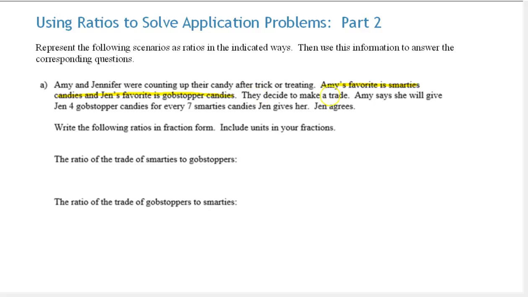They decide to make a trade. Amy says she will give Jen 4 Gobstopper candies for every 7 Smartie candies Jen gives her. Jen agrees. Write the following ratios in fraction form and include units in your fractions. So we want to write the ratio of the trade of Smarties to Gobstoppers. Well, it's 7 Smarties for every 4 Gobstoppers.